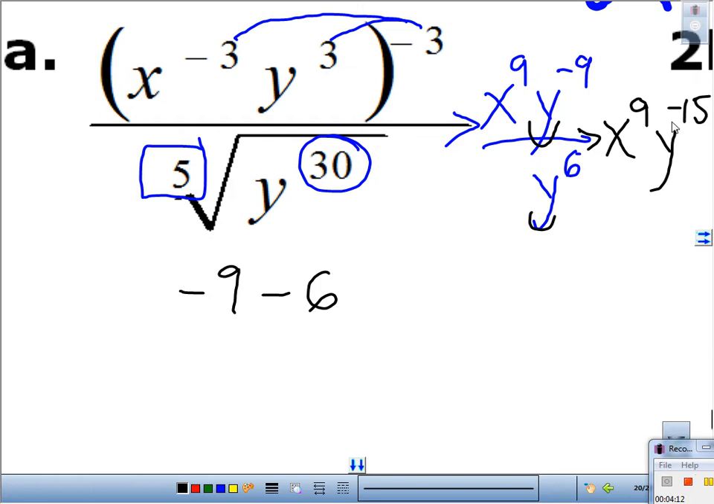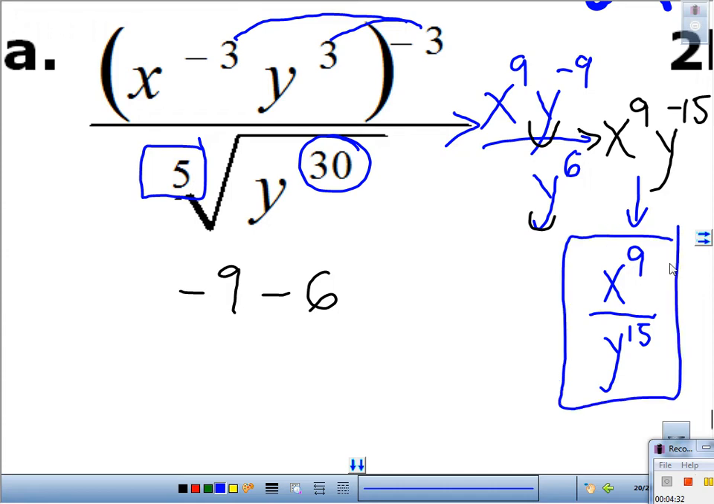Can we leave it as a negative exponent? No. So this one has to go to the denominator. So our new expression is x to the 9th in the numerator, and in the denominator we have y, which instead of being negative becomes positive 15. And we got that. Okay, good.